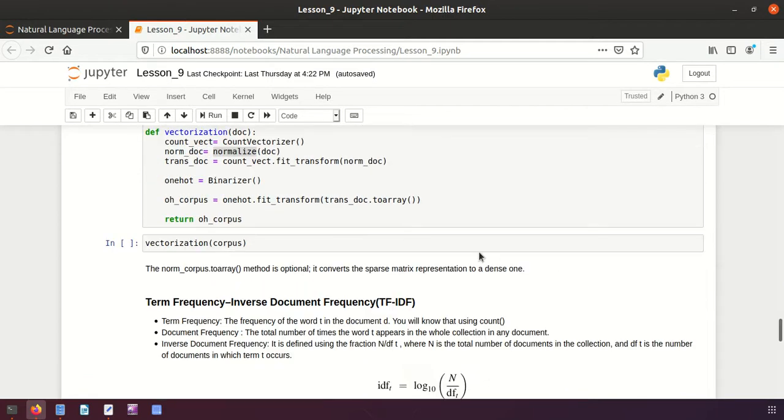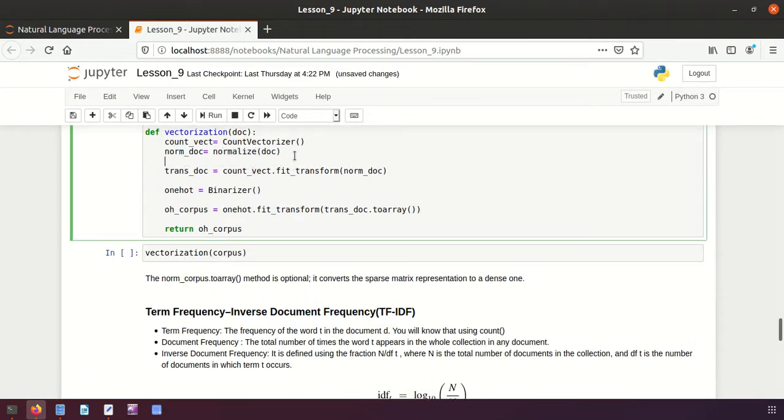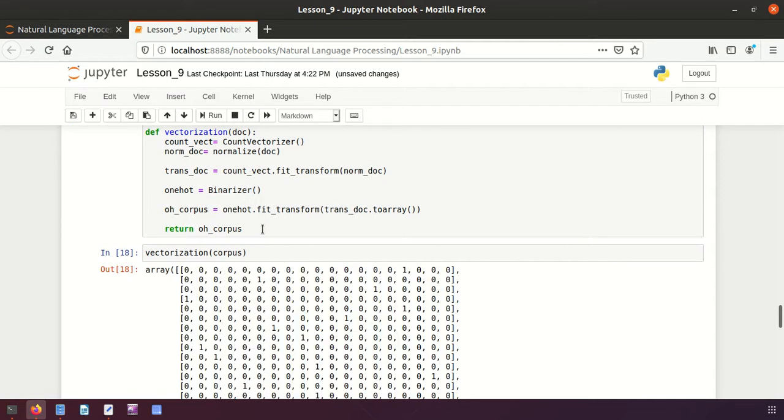Yeah, that is normalized, and then it is transformed into numbers, right? Frequency is found, and then I'm instantiating my binarizer, and on the one-hot encoder I'm calling the function fit_transform, which will convert it into binary form. It means 0, 1. Let's see the result, you will understand better.